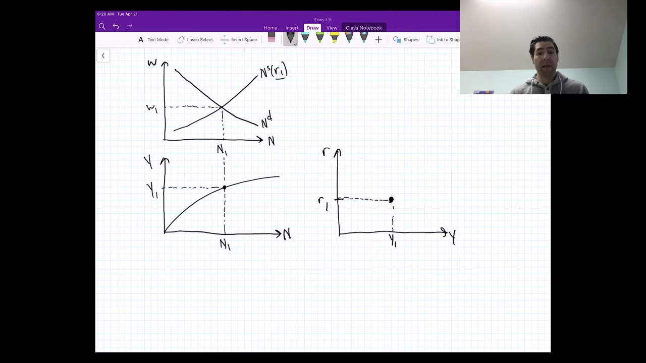Y1. And then when we derive the output supply curve, the idea was we're going to change the real interest rate and see how that changes the level of output supplied by firms. So let's say that R1 goes up to R2. So the real interest rate is going to increase to R2 here. And our question is, what happens to the level of real GDP or output supplied by firms? So remember, when the real interest rate goes up, that's going to increase labor supply or shift it to the right.